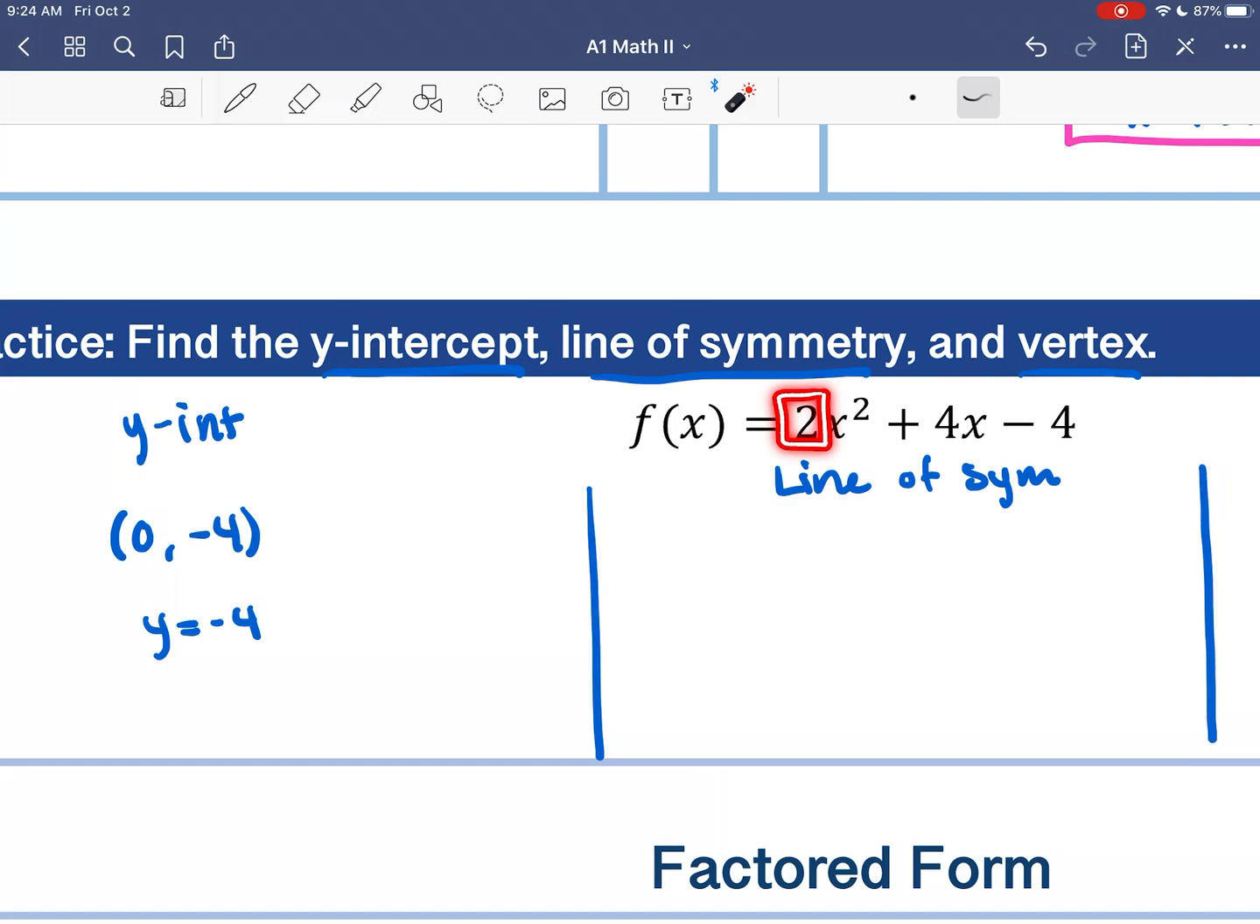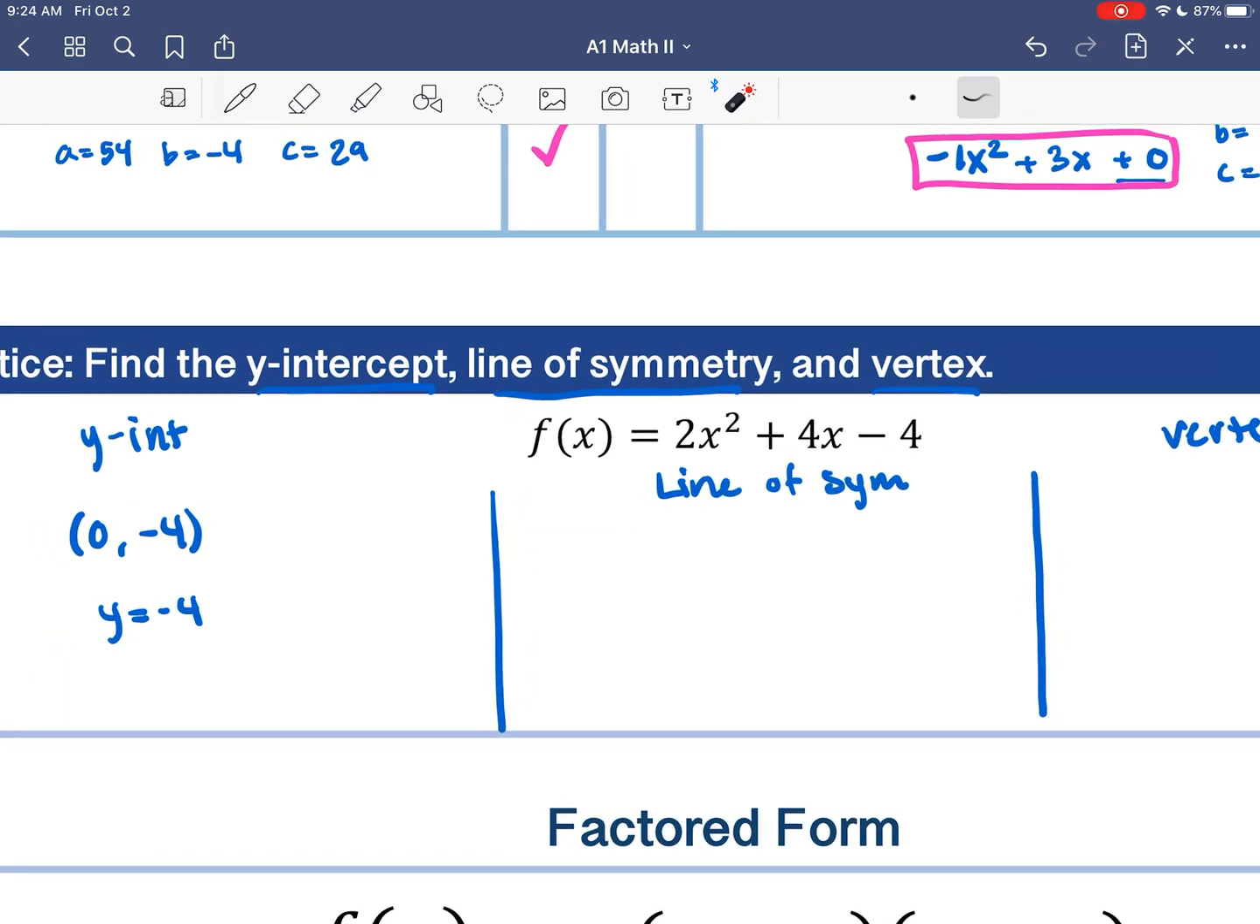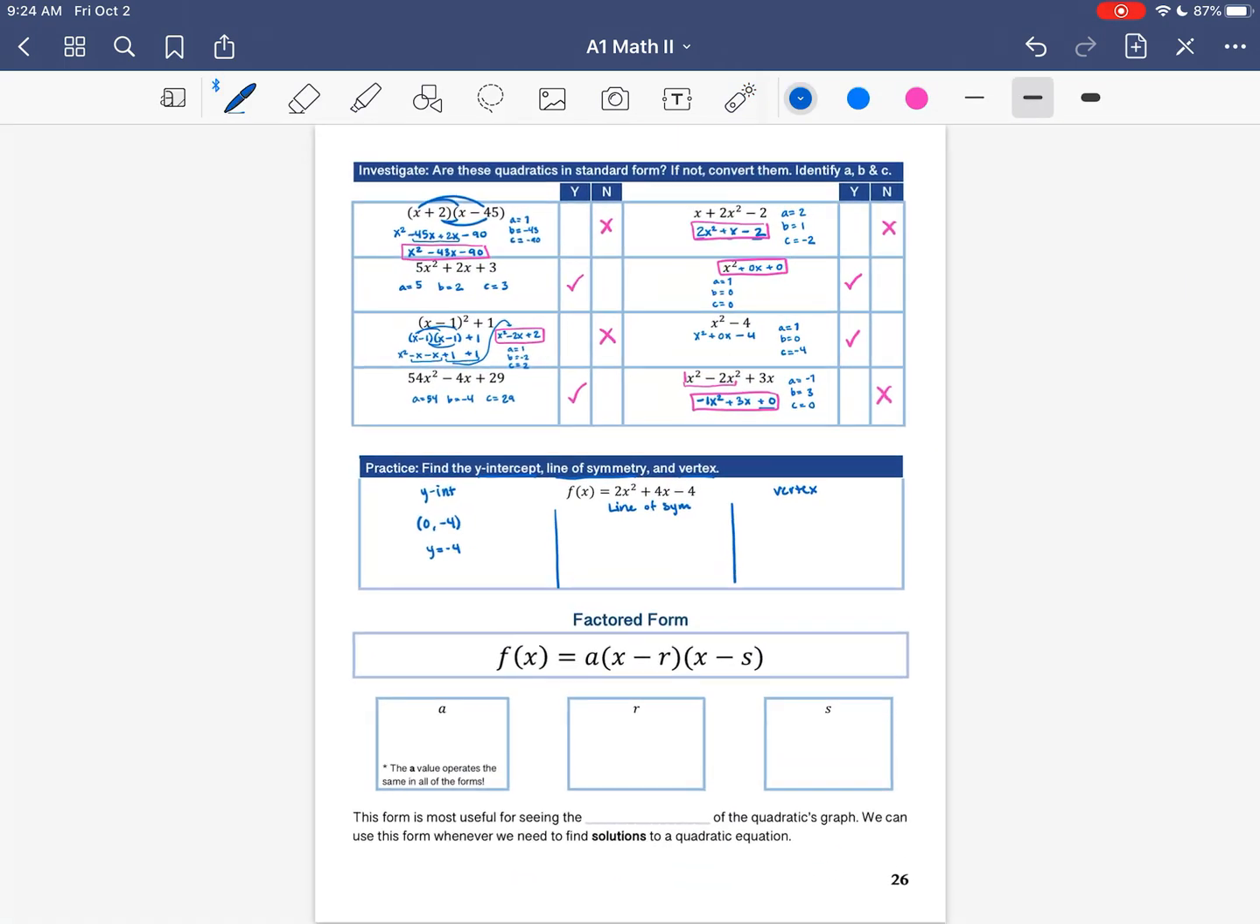Something else to notice, it doesn't say to find this, but notice that our leading coefficient, our a value, is a positive, which means that it's concave up. So that's just something to notice. It also has a stretch value. This is a stretch value as well, so it's got a stretch of 2, and it's concave up. Let's also find the line of symmetry.